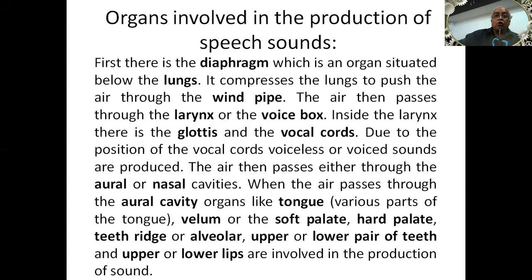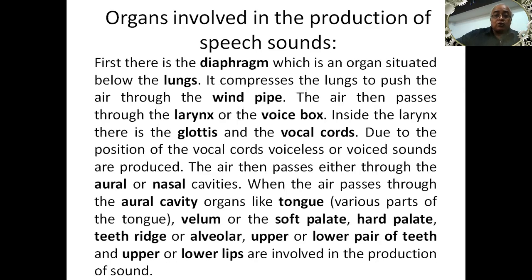Now, what are the organs involved in the production of speech sounds? In the first place, we have the diaphragm just below the lungs. The air is pushed out from the diaphragm, goes through the lungs and through our windpipe. It reaches our voice box or the larynx out here, which is also known as the Adam's apple. There's a story that when Adam ate that apple it got stuck here. So there's a kind of projection out here, the Adam's apple or the voice box.